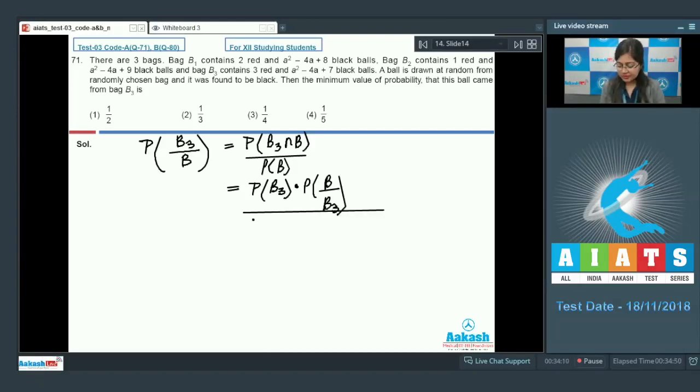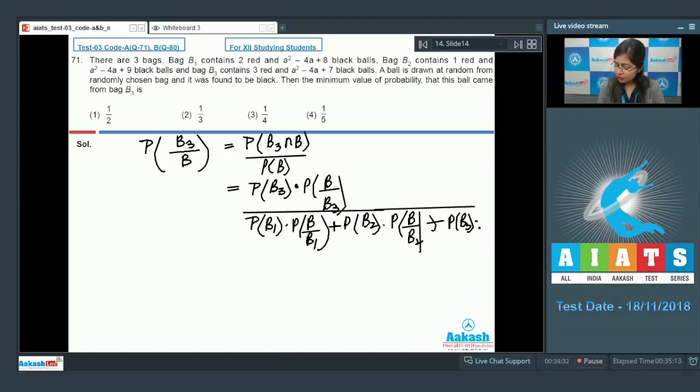There are three ways. Let us say firstly we chose bag B1, so it will be equal to probability of B1 into probability of B upon B1, plus probability that we chose bag B2, so it will be equal to probability of B2 into probability of B upon B2, plus probability of B3 into probability of B upon B3, right?